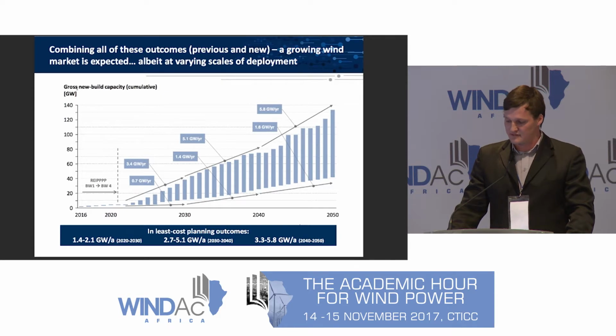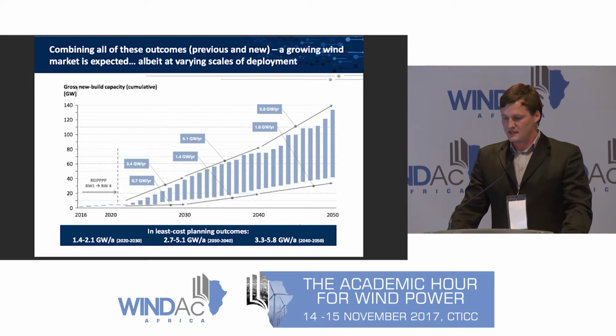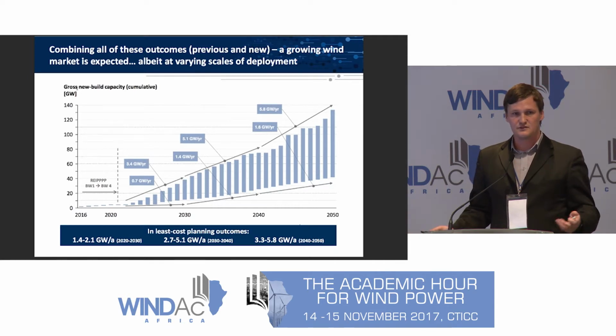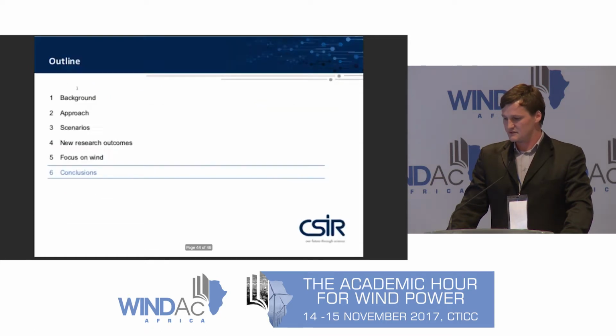So you can see, I'll just give an example, from 2030 to 2040, anywhere between 1.4 and 5.1 gigawatts per year could be deployed. The least cost outcomes would be a lot higher than that, so more in the region of 3 to 5 gigawatts per year between 2030 and 40. But these are just to give you an idea of the relative scale of the deployment of wind that you could then expect as a result of that.